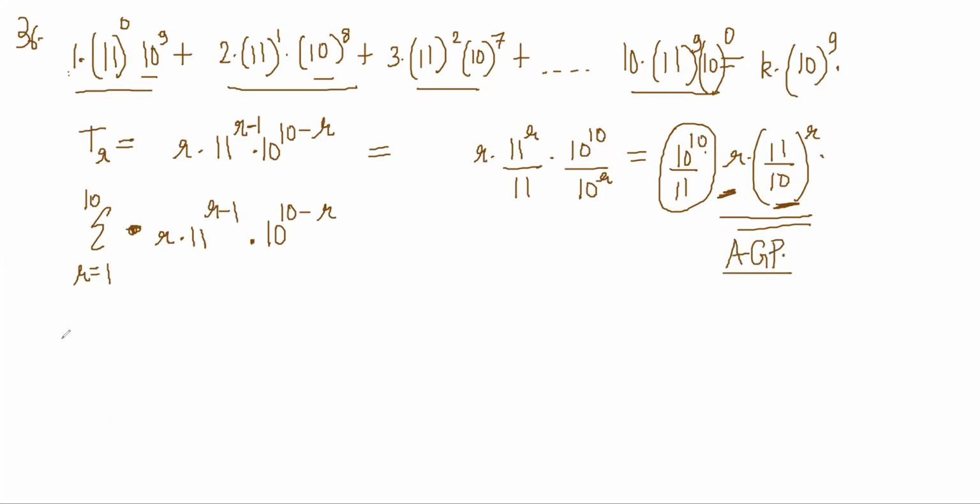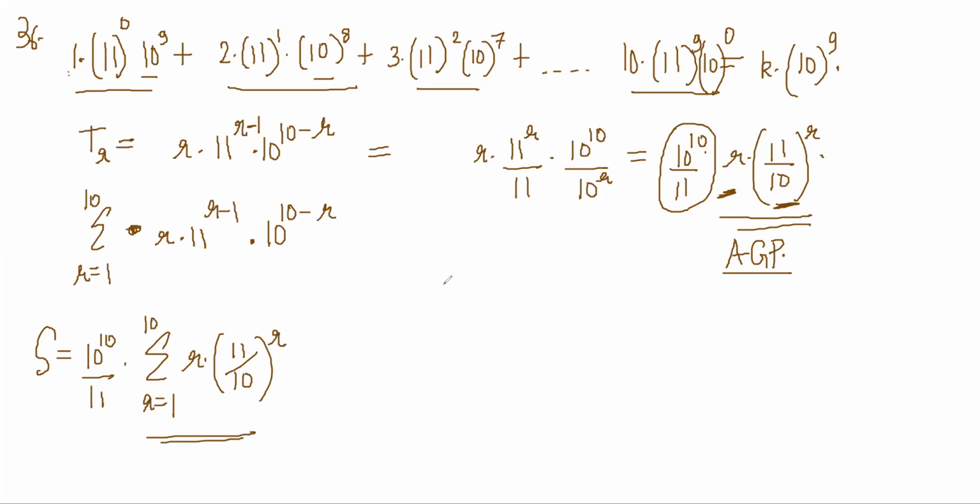So the required sum is equal to 10 power 10 by 11 into the summation of R into 11 by 10 to the power R, where R goes from 1 to 10. Now I'll focus only on this summation. This is the AGP. Let's say that summation is called small s. So small s is equal to, I will write the terms first.